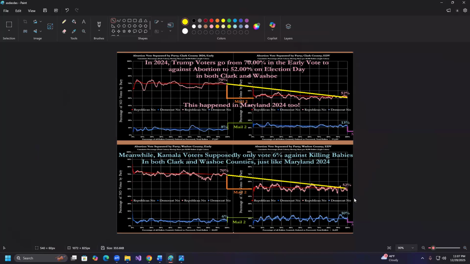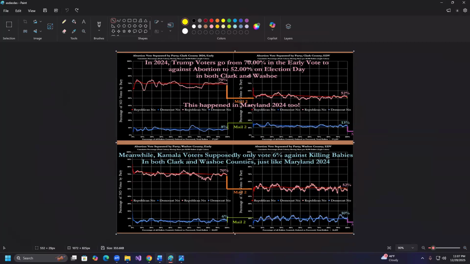A 70% ratio is a 3-to-1 ratio. A 52% ratio is essentially 1-to-1. How did Trump voter opposition to abortion crash by a factor of 3 in both counties from early to election day? Yeah, I can't explain that. That's impossible. Meanwhile, Kamala voters magically double their opposition in both counties. But if you put it on a 3D manifold, then I can explain why that happened for both of them. It was rigged.